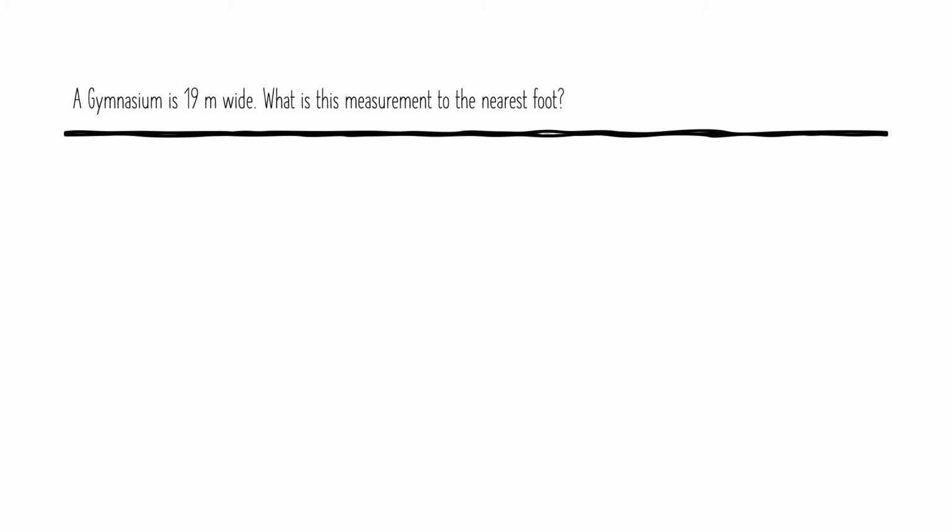So a gymnasium is 19 meters wide. What is the measurement to the nearest foot? Okay. So by looking at the chart on the previous slide, we can see that there is 3 1/4 of a foot in 1 meter, right? And we have 19 meters, and we want to know how much 19 meters is in X amount of feet.